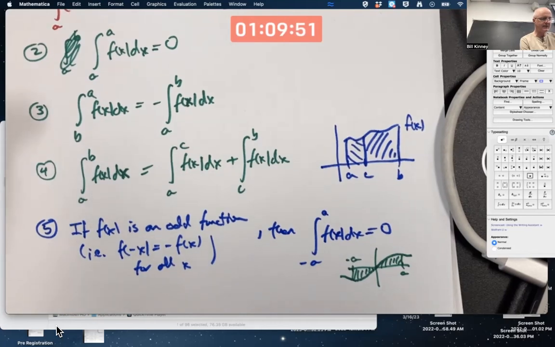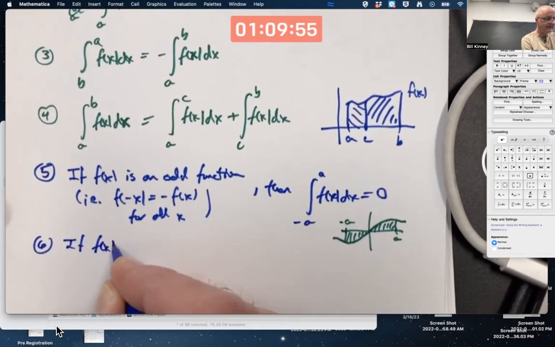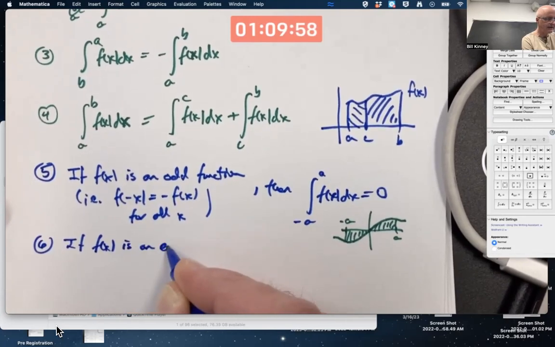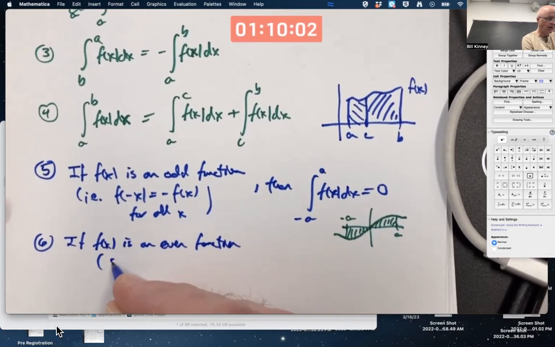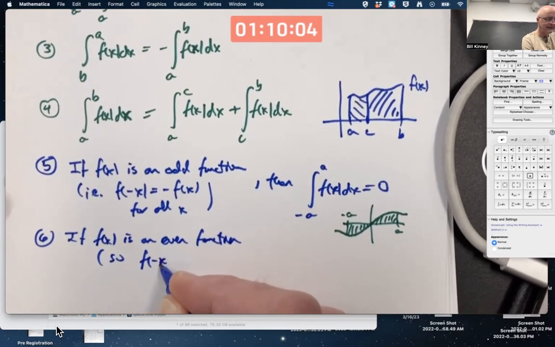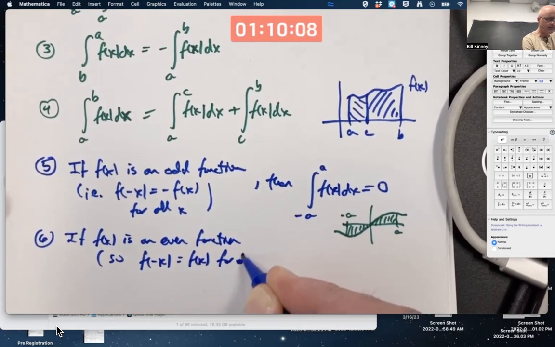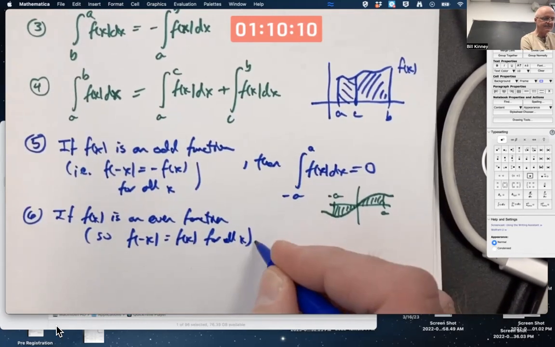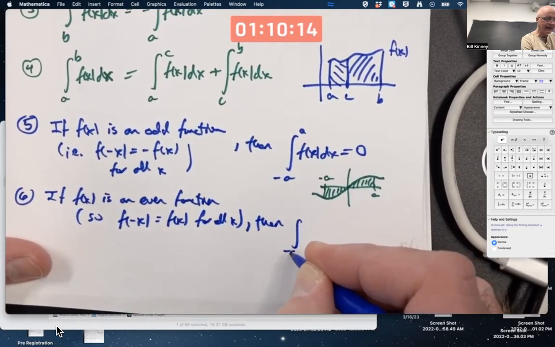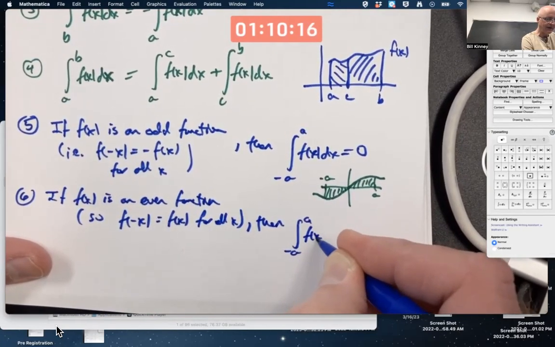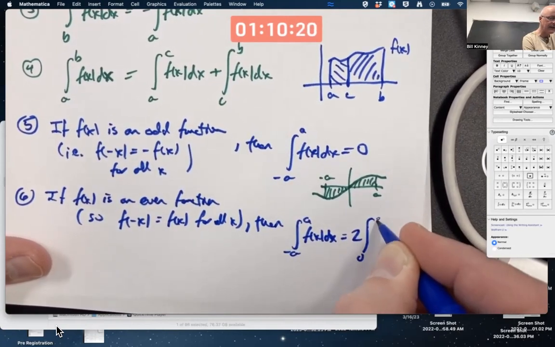It's also a time-saving device even for even functions. If f of x is an even function, so f of negative x equals f of x for all x, it's still nice, but not quite as nice as the odd function case. Then the integral from negative a to a of the function can be found by doubling the integral from 0 to a.